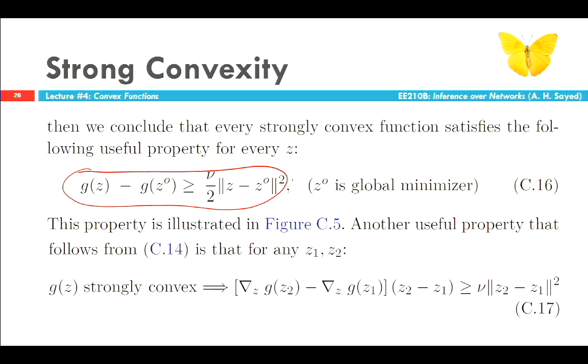And what about the inner product property I mentioned before? What's the difference now? If you pick any two points and compute the gradients and the inner product, it's sufficiently away from 0. Now this is a non-negative number. If Z1 and Z2 are different from each other, this is a positive number. Before, it used to be 0 for convex, strictly larger than 0 for strictly convex. Now it is larger than or equal to this value here for strongly convex. Fine? Very good.